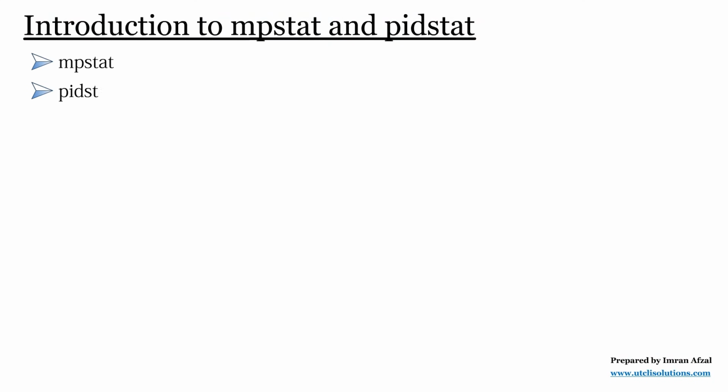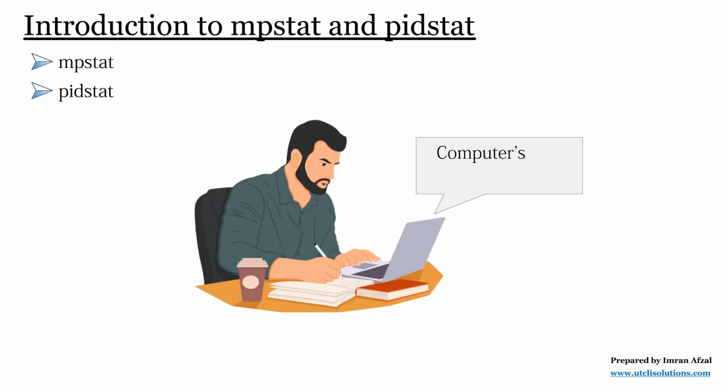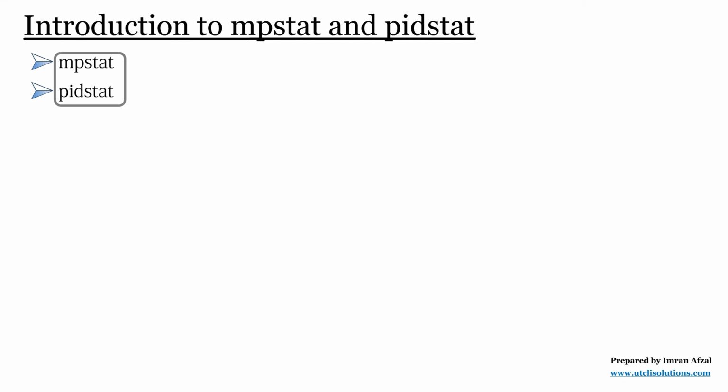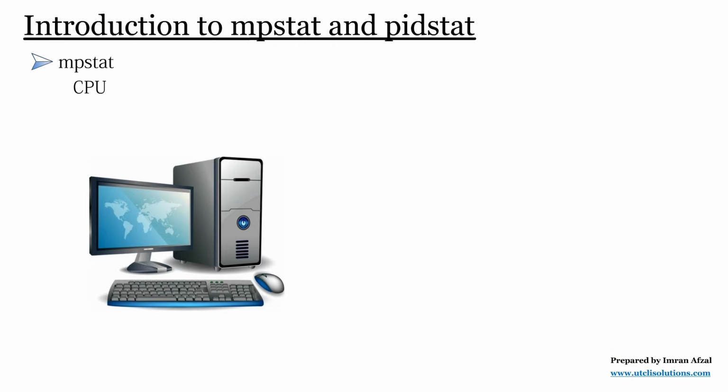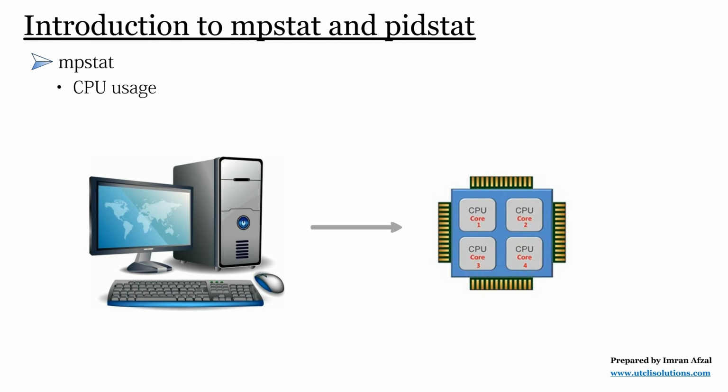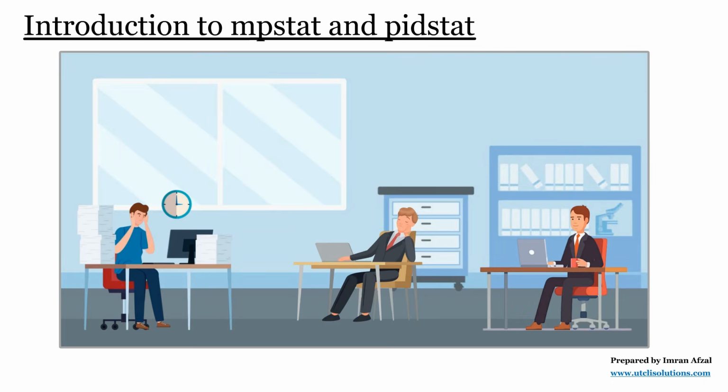Mpstat and Pidstat are two simple tools in Linux that help you to understand how your computer's CPU and processes are behaving. These tools are part of a package called sysstat, which is commonly used by system administrators. Mpstat is a tool that shows how your computer's CPU is being used. If your computer has more than one CPU core, Mpstat shows the activity of each core separately. You can think of it like checking how busy each worker in an office is. One worker may be doing a lot, another may be resting, and another may be waiting for tasks.